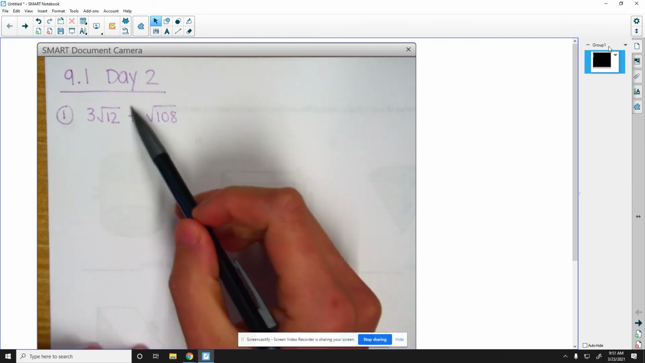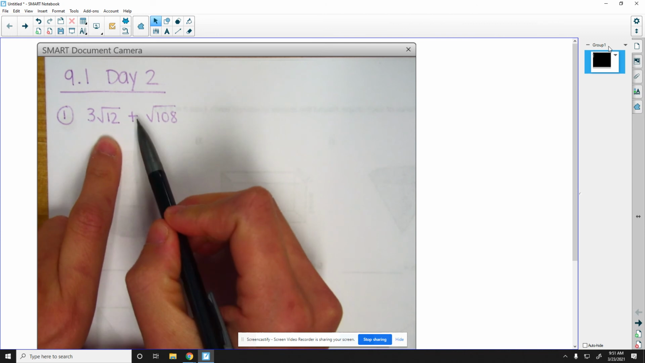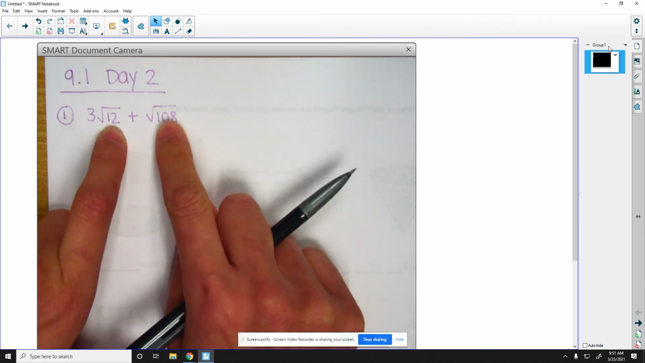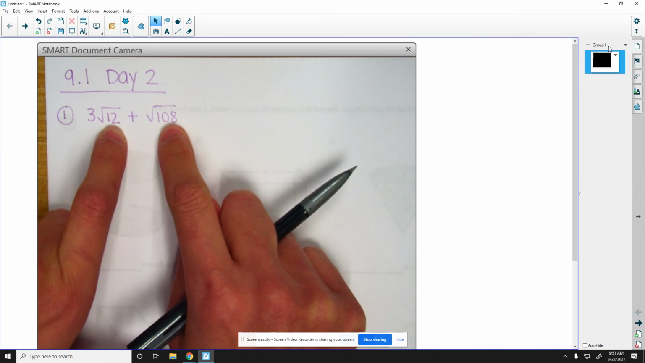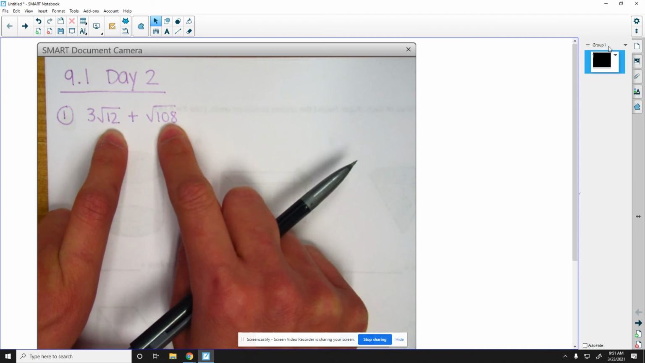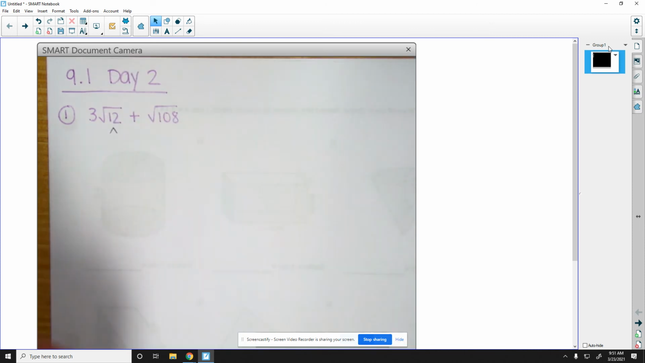So square root and radical is basically the same way to say it. So remember how we said when we're adding and subtracting, I can't combine these things because they have different endings. One is a radical 12 and one is a radical 108. But what I can do is not say, oh, can't solve it. What I can do is simplify each one, because I can break down 12 and I can break down 108. And from there, maybe I can combine them then.